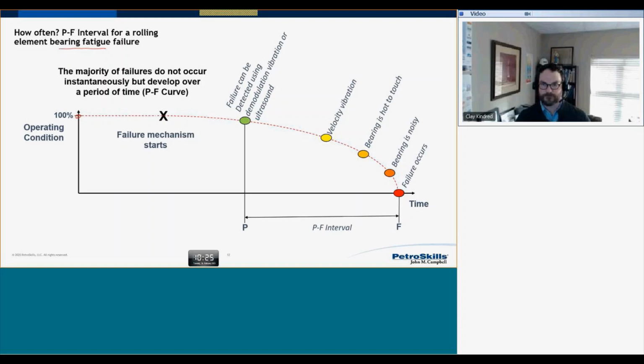And over time, it's good. It might drop off a bit and we lubricate it. But at some time, you start to get a crack in one of the races. Now the bearing is on its way to failure. But to start with, that crack is so small that there aren't any technologies around that can detect it. The bearing seems to be running fine. It's not noisy. It's not hot.